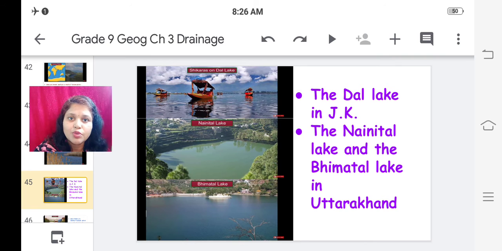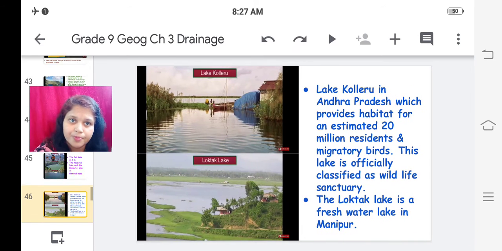Other freshwater lakes are Dal Lake, which is in Jammu and Kashmir. Further are Nainital and Bhimtal. These are the two lakes, Nainital and Bhimtal. They are located in Uttarakhand. Dal in Jammu and Kashmir, Nainital and Bhimtal in Uttarakhand.